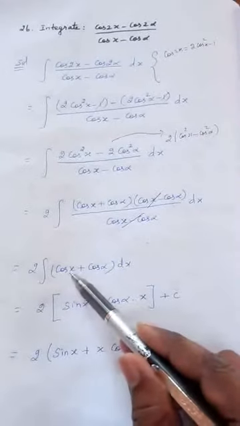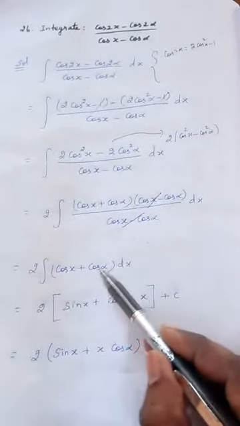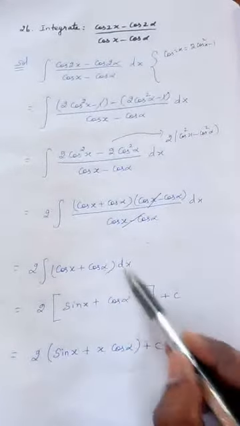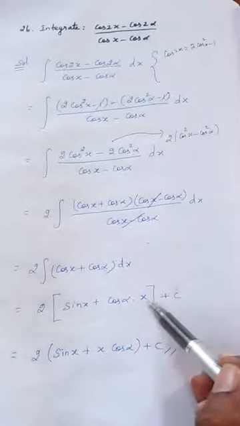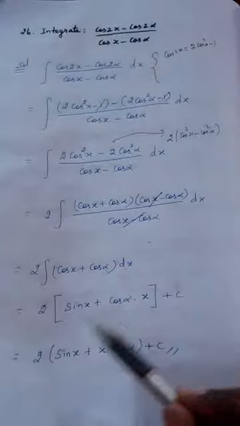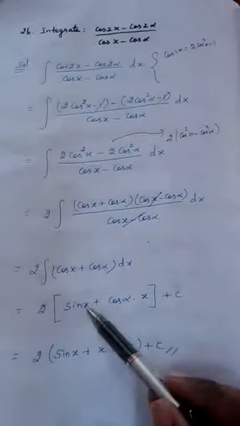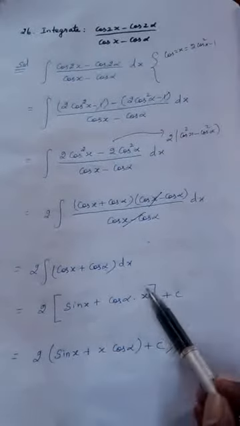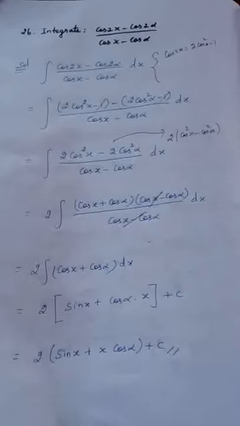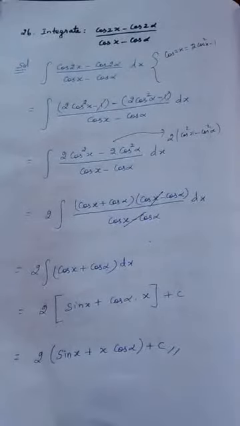2 cos x integration answer is sin x. Cos alpha is constant, so it remains. Integral dx answer is x plus integration constant. So final answer is 2 into sin x plus x cos alpha plus c. Moving on to the next sum.